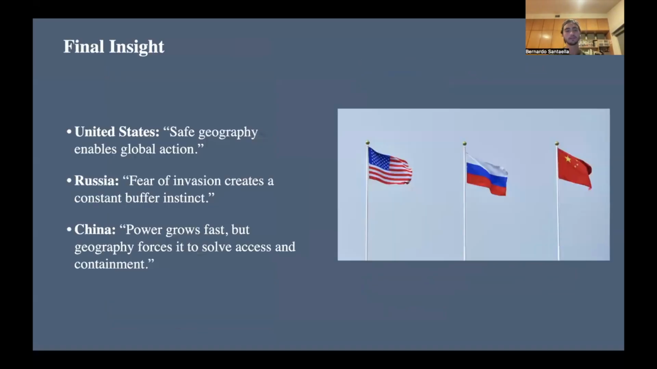The final insight: the United States has safe geography that enables global action. Russia's fear of invasion creates a constant buffer instinct. China's power grows fast, but geography forces it to solve access and containment.